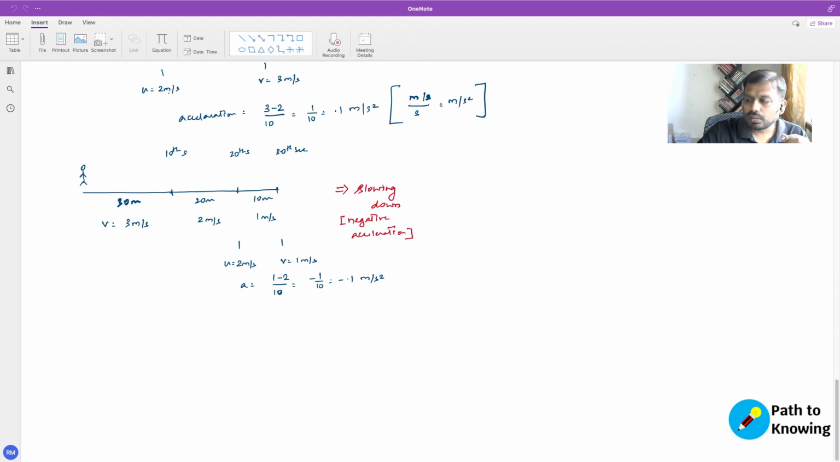So far we have seen the five physical quantities related to motion, to describe motion, which is your speed, distance, velocity, displacement, and acceleration.